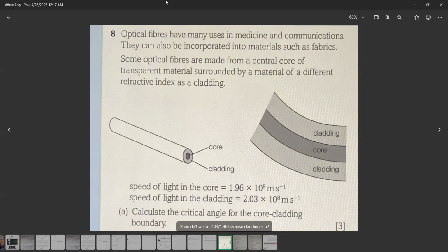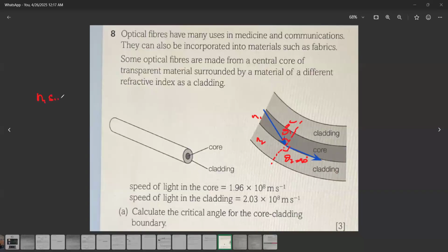If we need a critical angle, what does it mean? It means the light is moving in the core and then it should travel at 90 degrees. That is, we need the angle of incidence. This is theta 1 and this is theta 2. Theta 2 should be 90, so theta 1 refers to the critical angle. The refractive index of the core we call N1 and the refractive index of the cladding we call N2. So we use Snell's law. According to Snell's law, N1 sine theta 1 equals N2 sine theta 2.